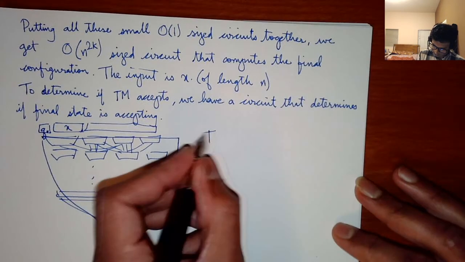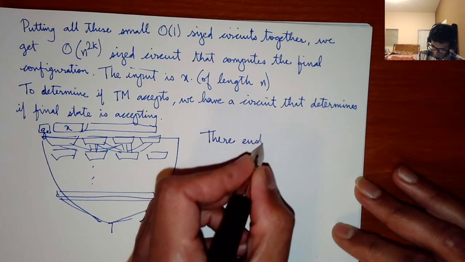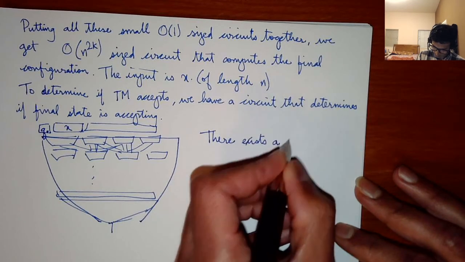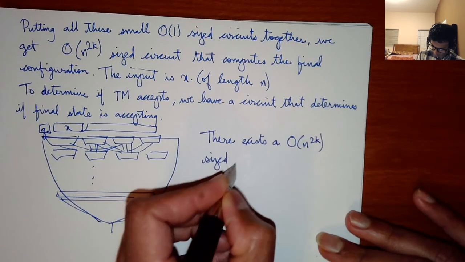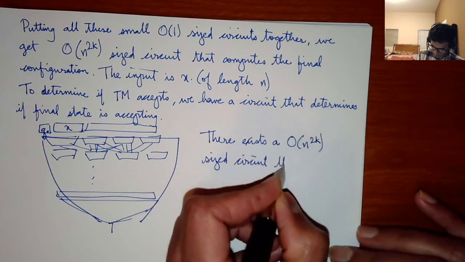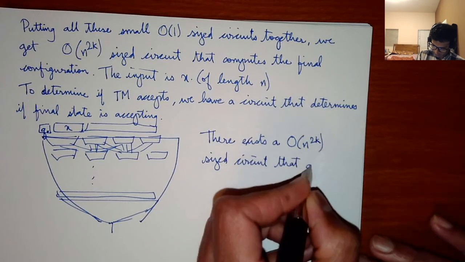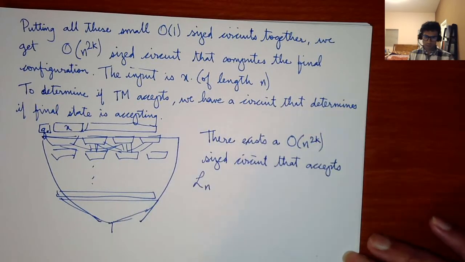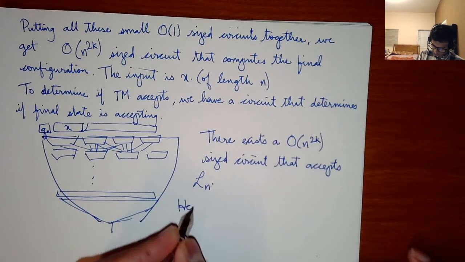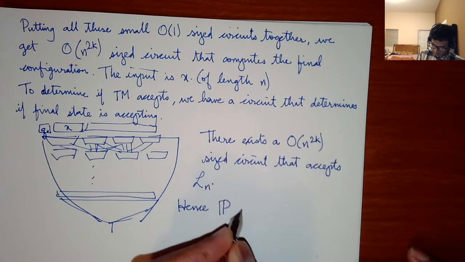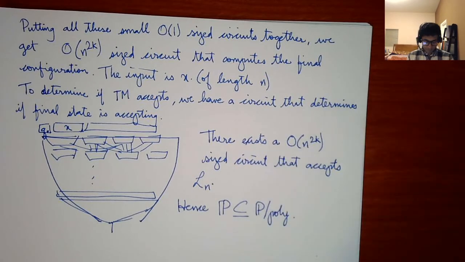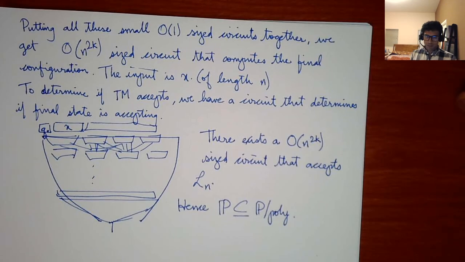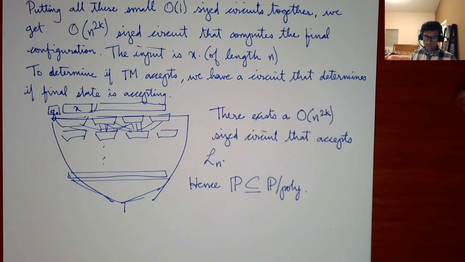Right? So there exists a big O of n to the 2k sized circuit that accepts Ln, which are just the strings in the language of size n. And so hence P is a subset of P/poly. Okay, any questions about this?